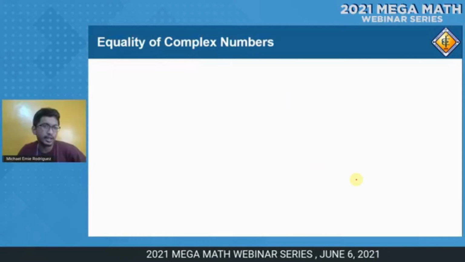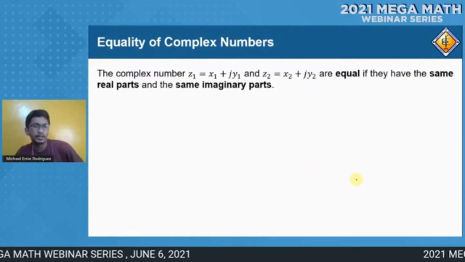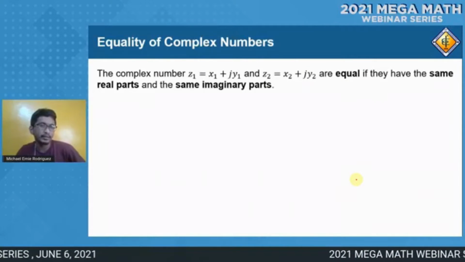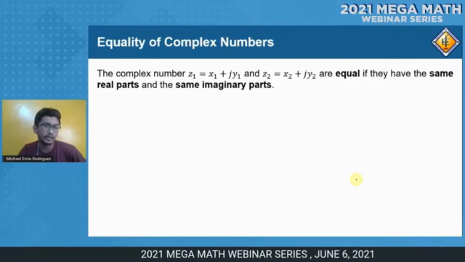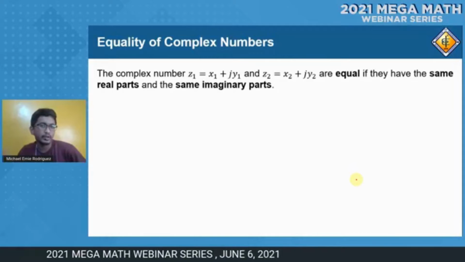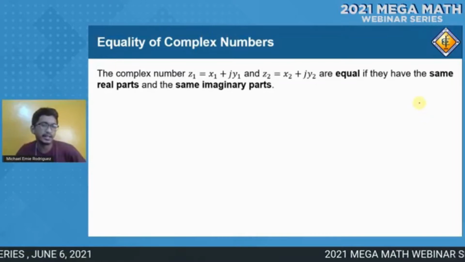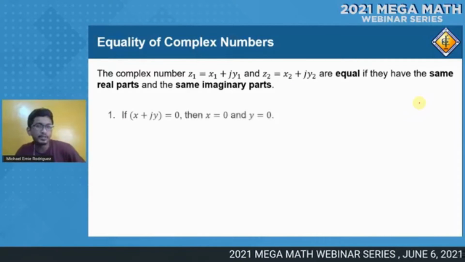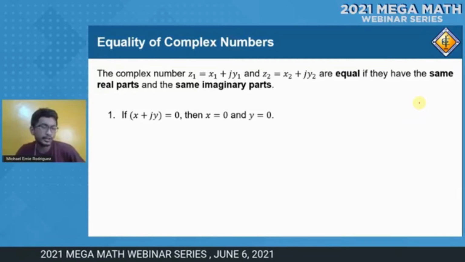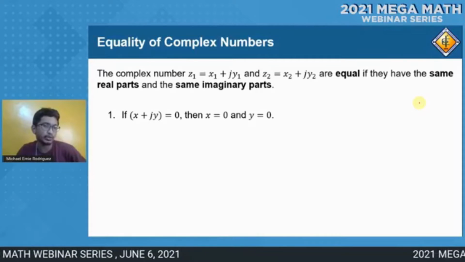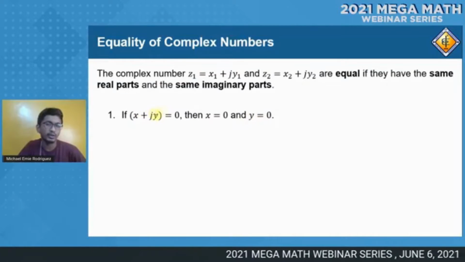And then first, kasunod natin is equality of complex numbers. So ang complex number z1, which is x1 plus jy1, and z2, which is equal to x2 plus jy2, is said to be equal if they have the same real parts and the same imaginary parts. So, meron tayong tatlong cases dito. So first, if your x plus jy is equal to 0, then we can say that your x is 0 and y is equal to 0.